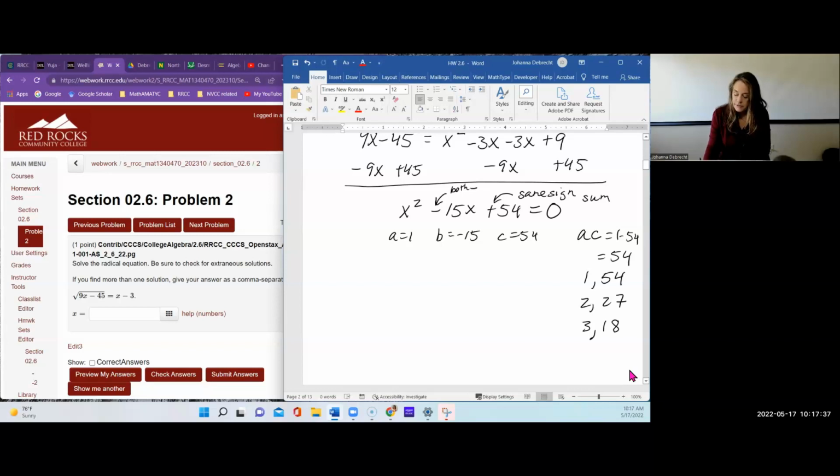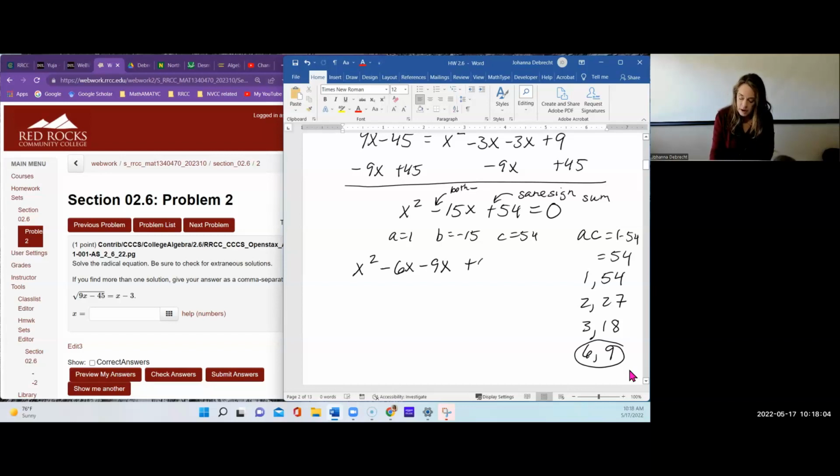Does 4 go into 54? No, it doesn't. 5? No, it doesn't end in a 5 or a 0. 6? Yes. 6 and 9. Ah, there's my pair right there. 6 plus 9 is 15. So then I'm going to rewrite the middle term, -15x, as -6x minus 9x. Note that the signs remain the same and they're both negative.